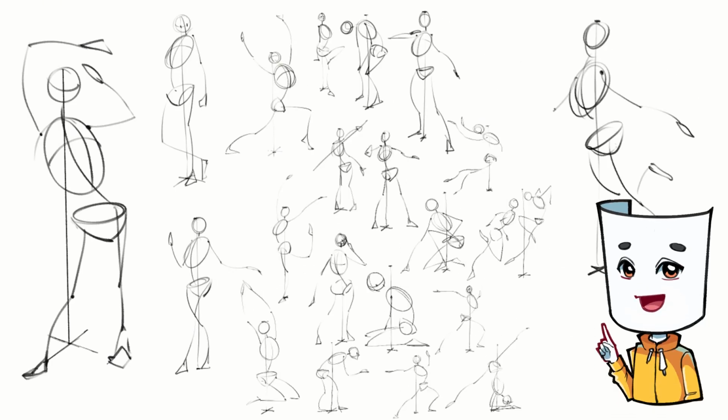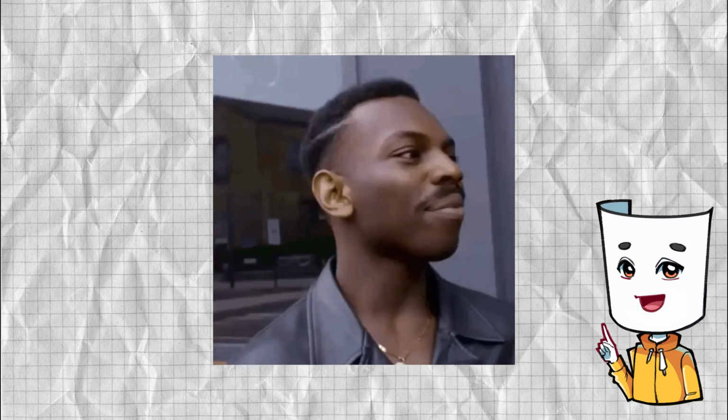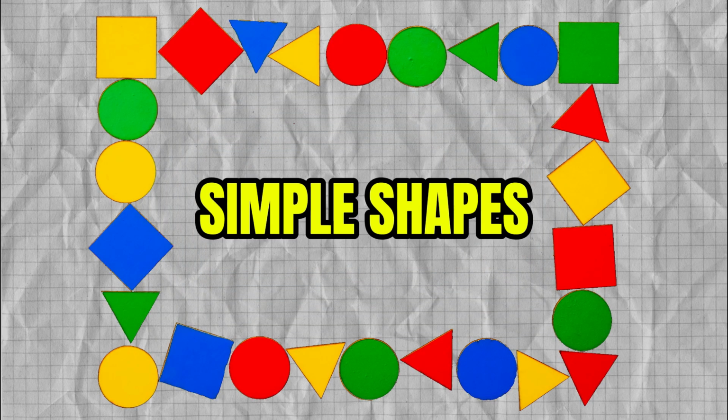Great. Now that you have enough knowledge on gesture, we can proceed to the next step, which is structure. Again, I separated this video into three separate levels for you to fully understand the structure of anatomy, starting from Level 1, simple shapes.